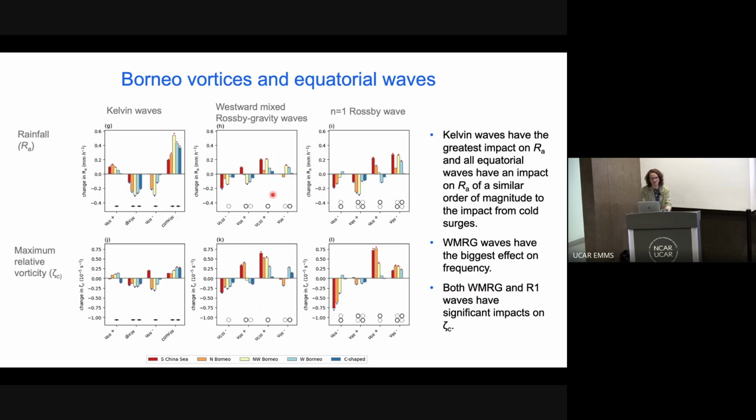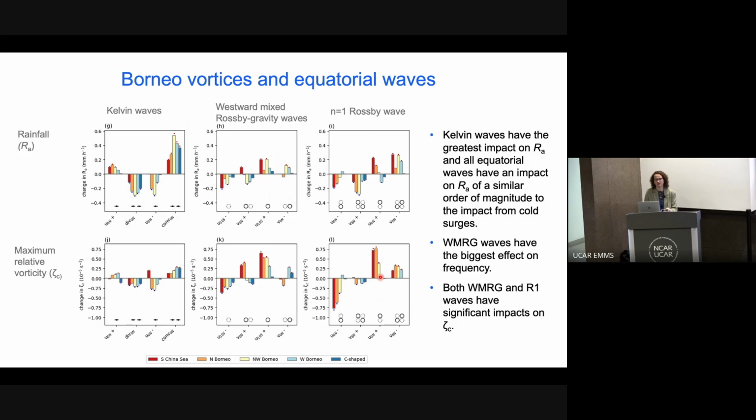If we now look at the maximum relative vorticity, then it's again mixed Rossby gravity waves and the n=1 Rossby wave that have the biggest impact. So we see if we're in the negative phase of the mixed Rossby gravity wave, then that leads to a decrease in vorticity and an increase if we're in the positive phase. And in the n=1 Rossby wave, if the negative phase is to the north and the positive phase to the south, we get mainly a decrease, and mainly an increase in the opposite phase.